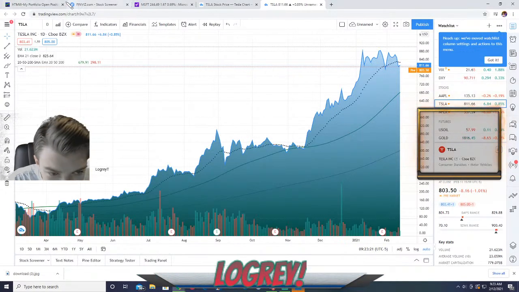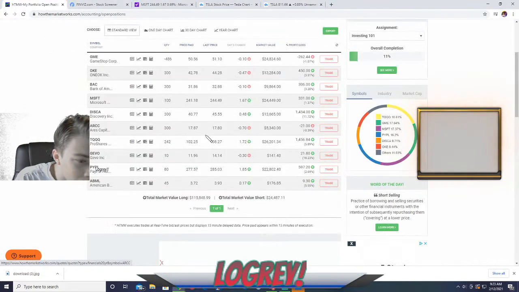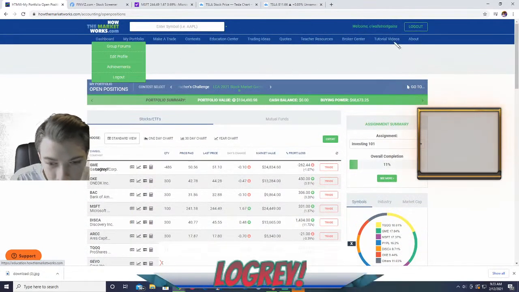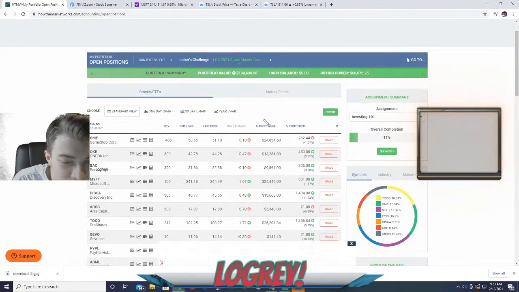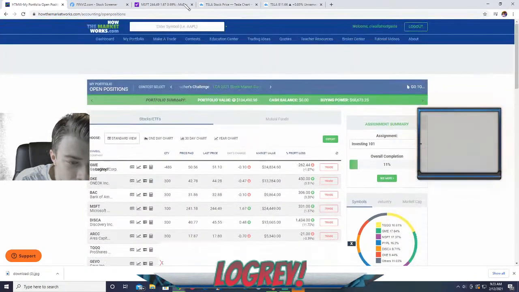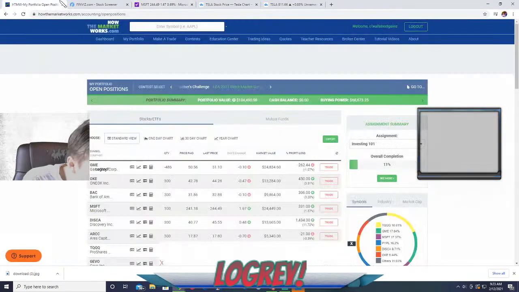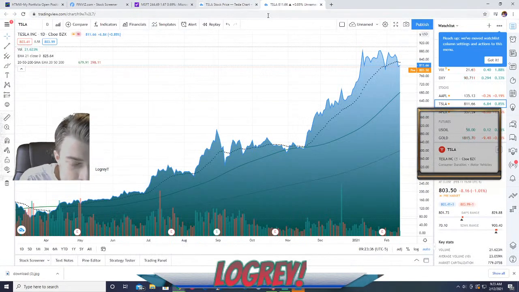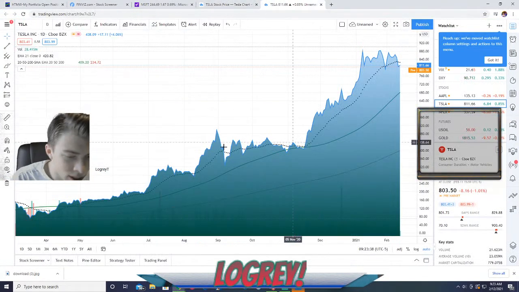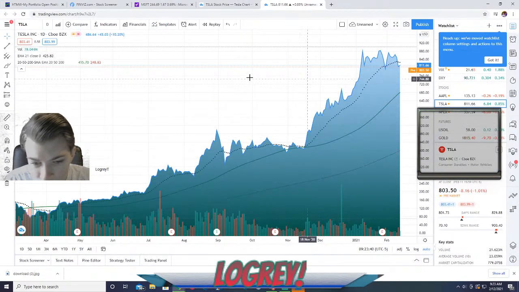But I'm currently doing a game in our stock market, and as you can see, this is called How the Market Works. You guys have probably heard of it. So I just have a little account here, and this is my new account that I opened like literally yesterday, and I've done some investing already. So that's what I'm gonna be trading on today.